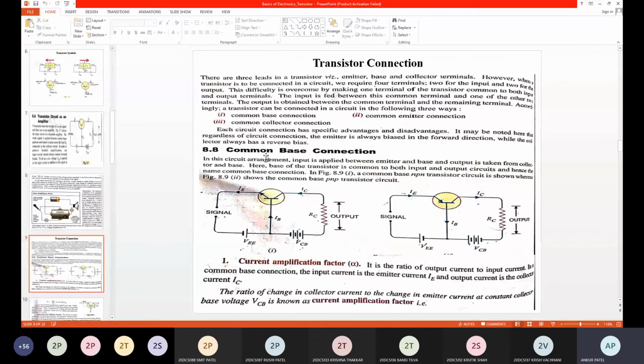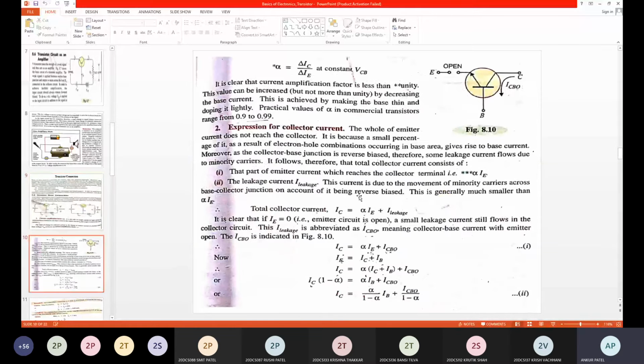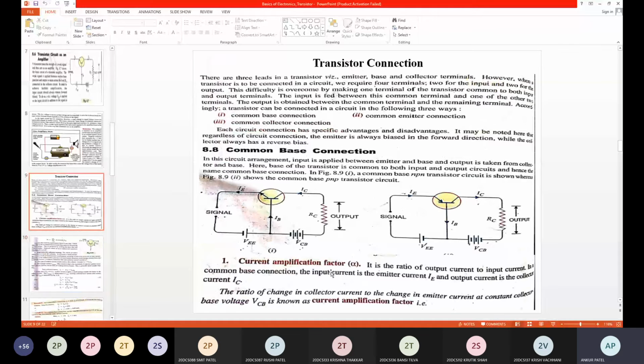Then we have different connections, common base connections. In that we'll find the common current amplification factor alpha. Then we'll find the output current, the collector current. So in all three configurations, we will find the output current according to this amplification factor.